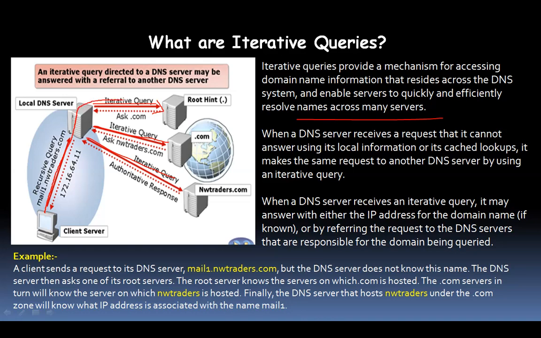From here it is going to this server, and now it is going to here. The root server knows the server on which .com is hosted, so it will find out where .com is. So this is the .com server. The .com server in turn will know the server on which the domain is hosted. This .com server will contain that information, .com, .net, and so on. So this information is coming from here to here, and this will tell the server it should go to here. Finally, the DNS server that hosts newtraders under the .com zone will know the IP address associated with the name mail1. Now this server will answer the client, and this is known as an authoritative response. So this is how the query works; not recursive, it is iterative.